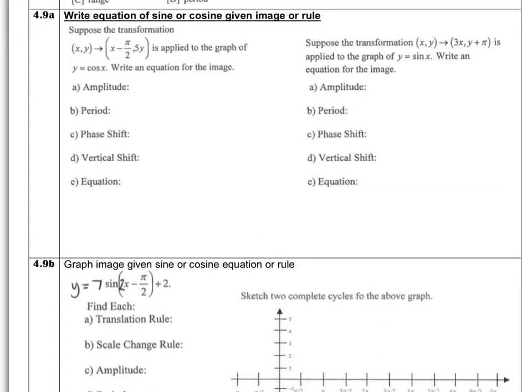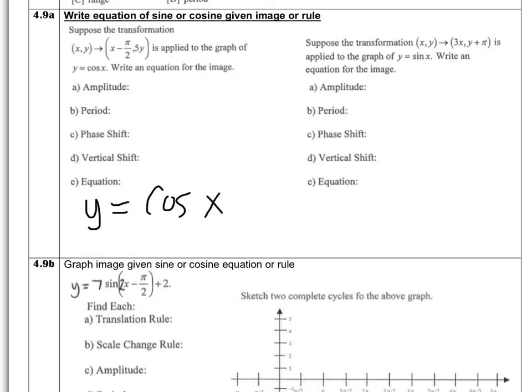Suppose we have the transformation, and they've combined here a translation and a scale change. So we have x minus pi over 2, 5 times y. If this is applied to the graph of the cosine function, write an equation for the image. Let's do the equation first, and from that we'll come up with the other specific answers. All you need to do the equation is write down the parent function, which is the cosine of x.